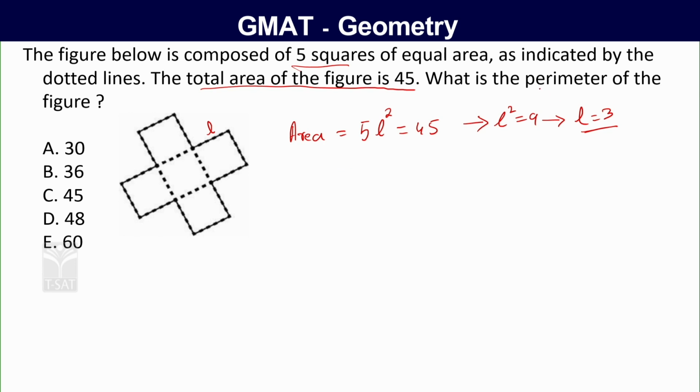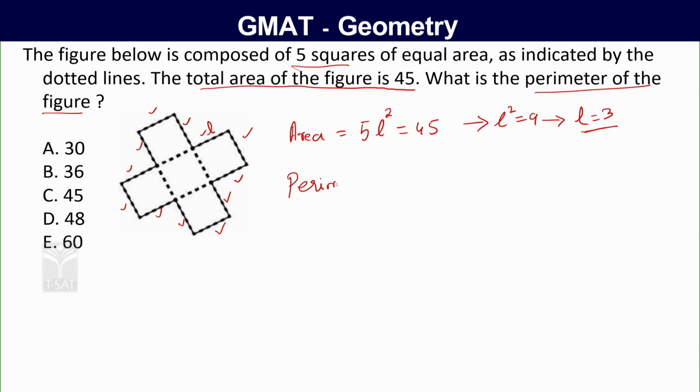Now what are they asking us? They are asking what is the perimeter of the figure. So the figure has how many sides? Let's look at the perimeter, that is only these outer sides will be counted. Let's count them. You have 1, 2, 3, 4, 5, 6, 7, 8, 9, 10, 11 and 12. We have 12 sides that will be included in the perimeter.